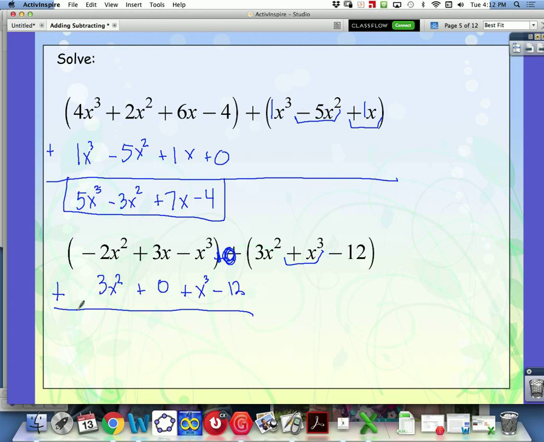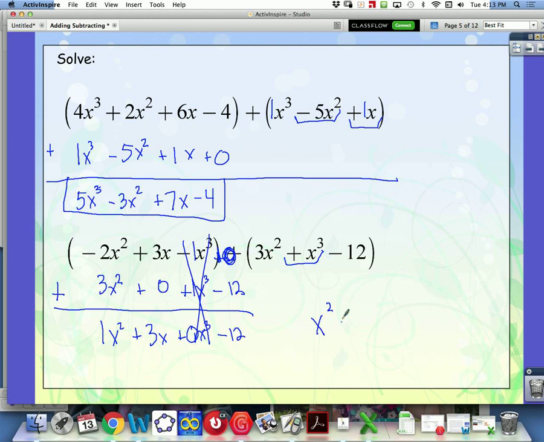So now I'm going to go ahead and add. Negative 2 plus 3 is 1x squared. 3x plus 0 is 3x. Negative 1x cubed plus a positive 1x cubed is a 0x cubed, which technically means that whole thing can go away. And now 0 minus 12 is negative 12. And last thing I'm going to do is write it so it's neater.